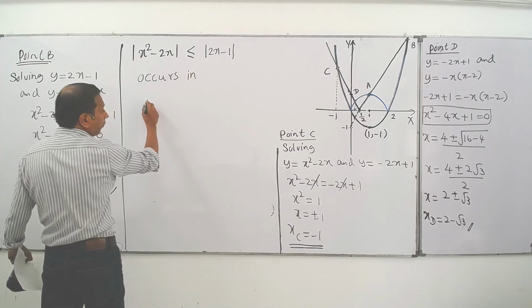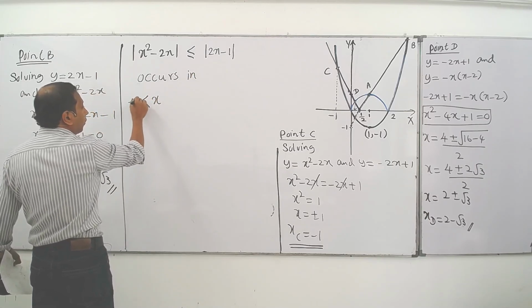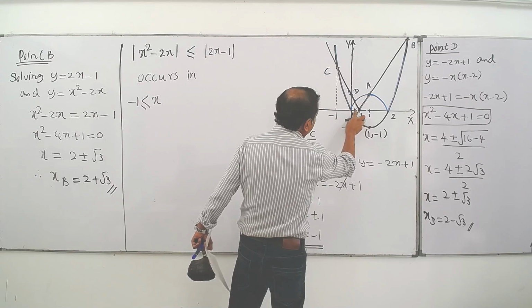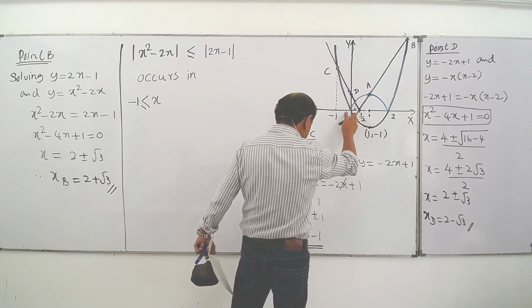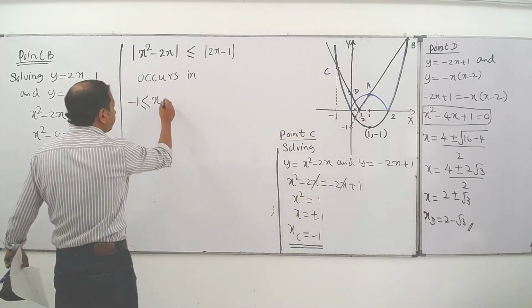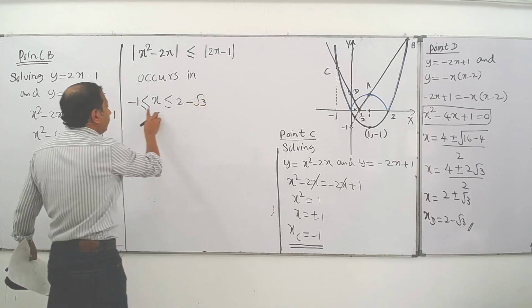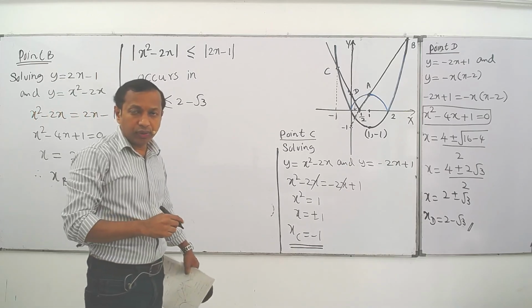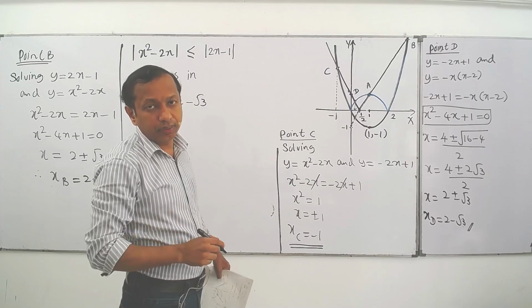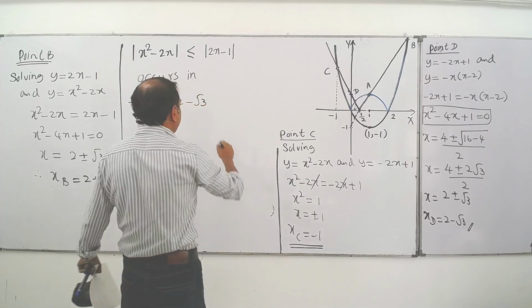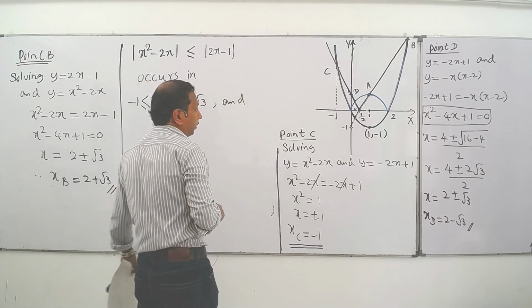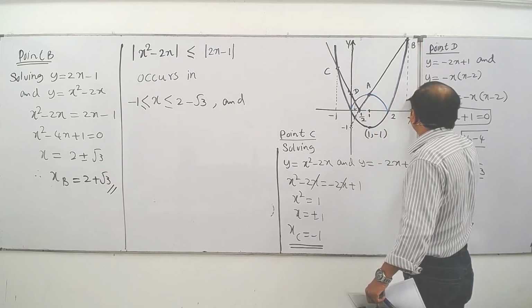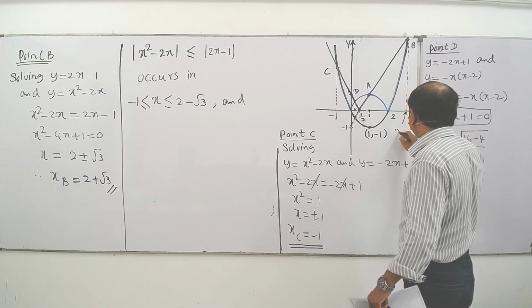So therefore, this occurs for x greater than or equal to minus 1, on the right of minus 1 and left of the x-coordinate of D. The x-coordinate of D, 2 minus root 3, is here. Here we put the equal sign because he is asking that they are equal also. In this interval, and another interval is there, right? And another interval, what is that? Here, the x-coordinate of B, which we know is 2 plus root 3, no.